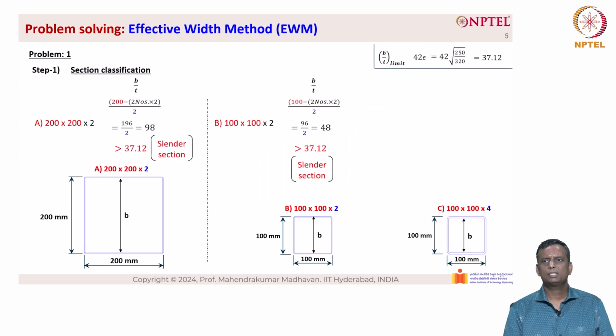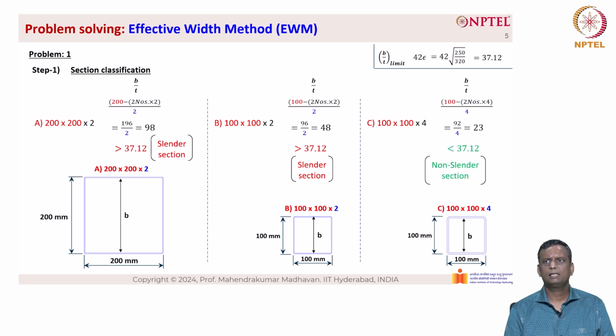Now, let us look at cross-section C, which is 100 by 100 by 4. The inner dimension b can be calculated as 100 minus 2 into 4, divided by 4. Here, the 4 represents the thickness of 4 mm. So when we do so, we get 92 by 4, which is equal to 23. So 23 is less than 37.12, which is a non-slender cross-section. Hence, no local buckling occurs in this type of cross-section, and the entire cross-section is taken as fully effective. So we do not need to calculate the rho factor here in cross-section C.